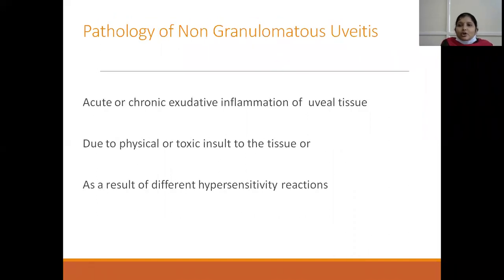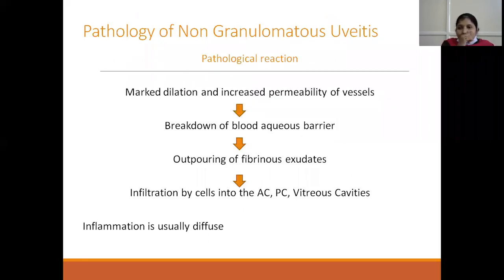Next, coming to non-granulomatous uveitis. It is either an acute or chronic exudative inflammation of the uveal tissue caused due to physical or toxic insult to the tissue. It is as a result of different hypersensitivity reactions. So first we'll discuss the pathological reaction in non-granulomatous uveitis.